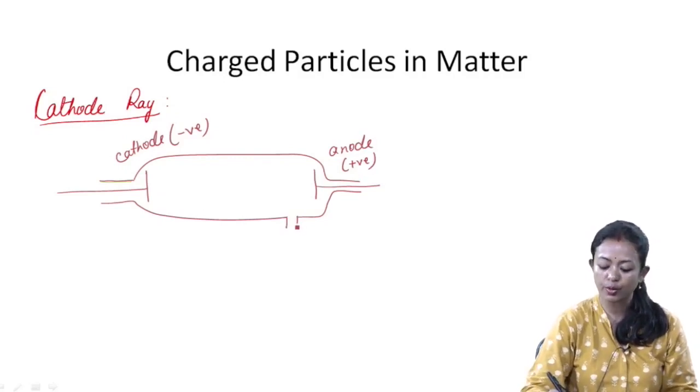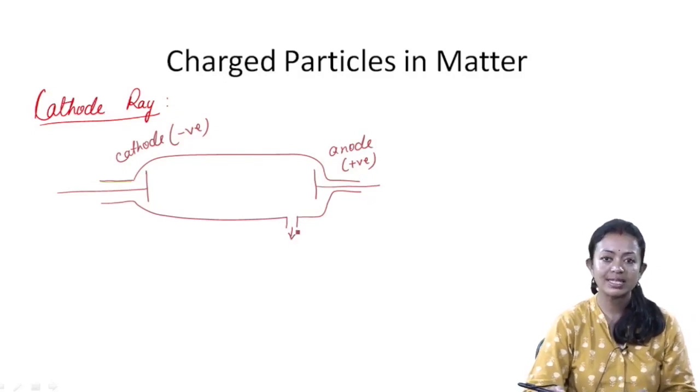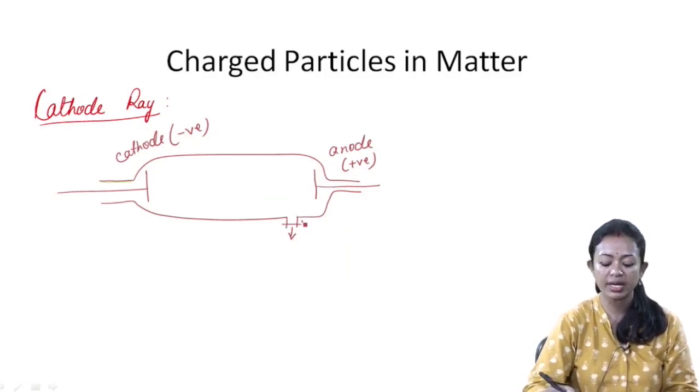Now through one of the openings, what did J.J. Thomson do? He pumped out the air. After pumping out the air, he corked it, thereby assuming that the space inside the discharge tube is a vacuum.